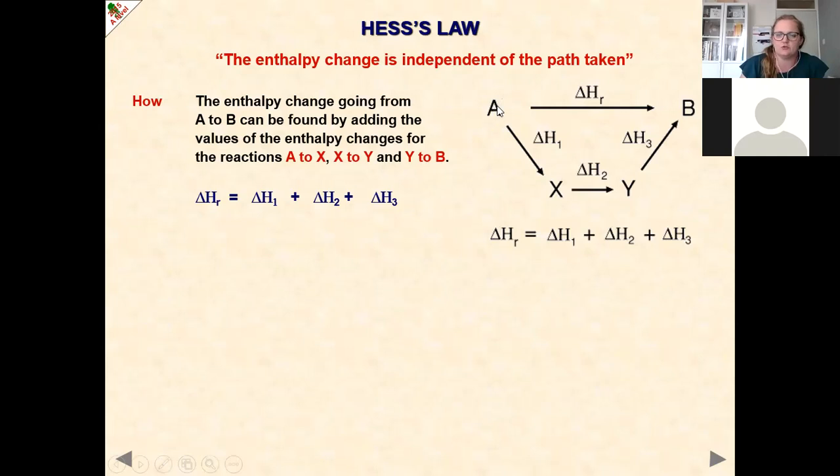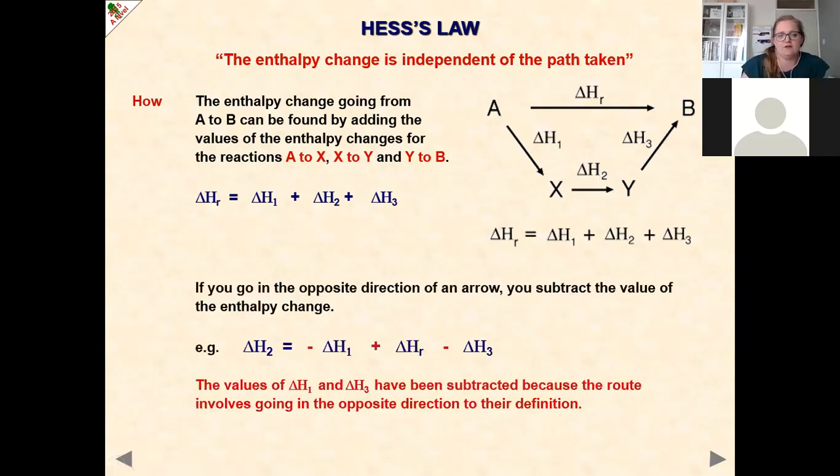So what's needed to break, what are those bond dissociations to get from A to X? What is that bond enthalpy change going to be there? Then X to Y, how are we going to get from these individual atoms to these individual atoms, and then Y to B, what are the bond changes happening here?